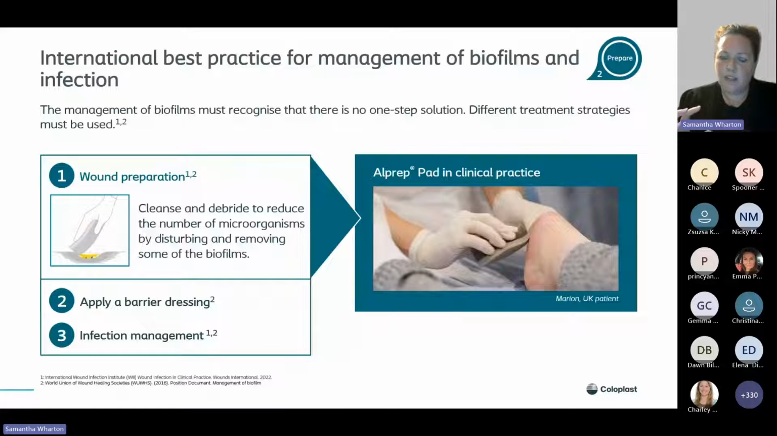It's got a dark grey side and a light grey side. The dark grey side is for disrupting and dislodging that slough and debris and non-viable tissue. And then the lighter grey side has unique slits, so you can capture, absorb and remove any of that debris, slough and necrosis that's been disrupted. Like I say, in the international best practice management for biofilm and infection, it is to do that wound preparation. And then we'll go on to steps 2 and 3 in a moment.